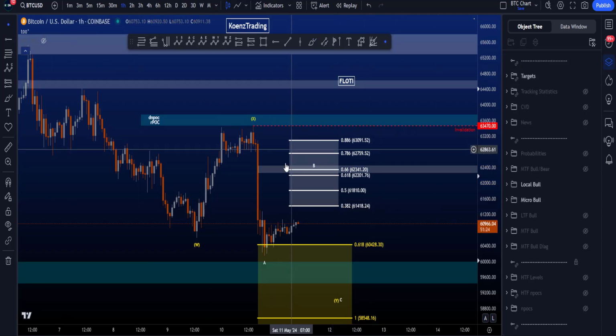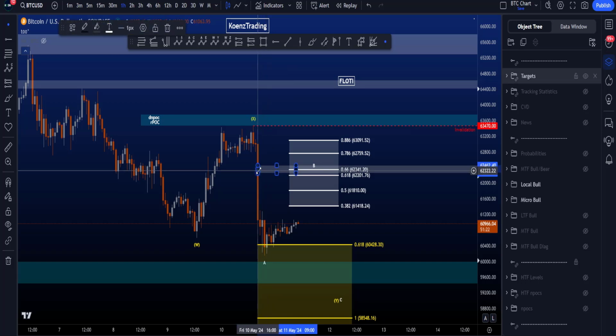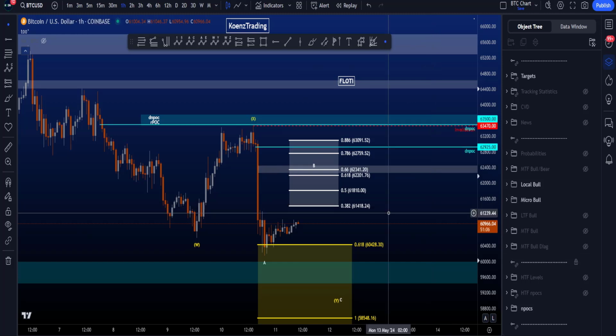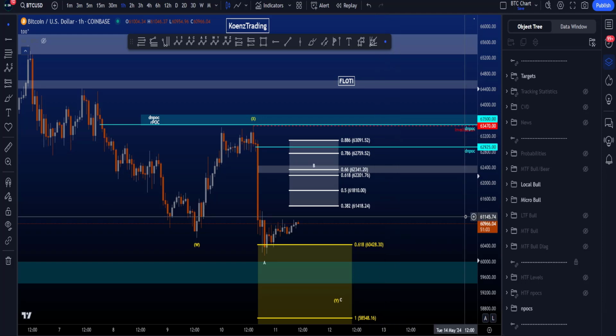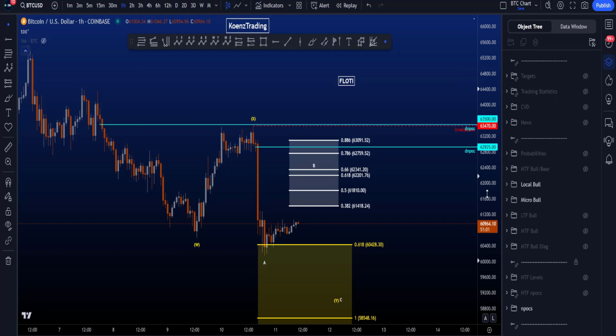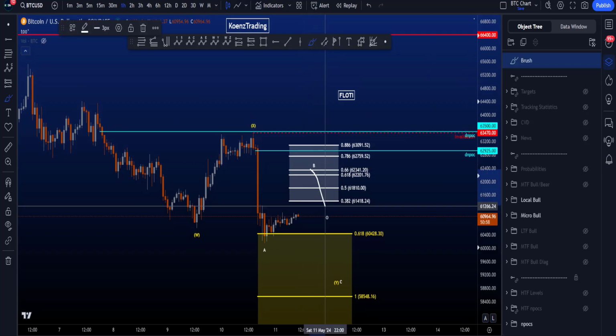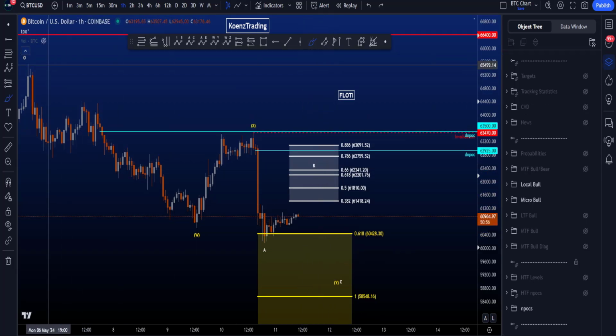Inside this area, we have this white box over here, which is a 5-minute order block right around the golden pocket, sitting between 62.2k and 62.4k. Between the 786 and the 886, we also have a daily naked point of control at 62.9k. After wave B, we want to see an impulsive structure to the downside in a wave C.